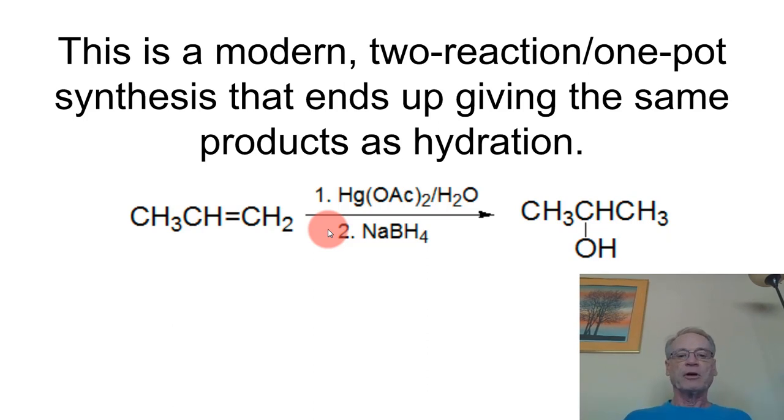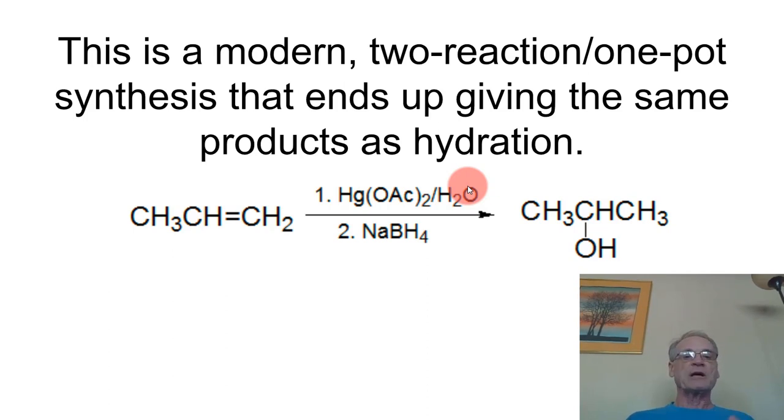actually isolating the intermediate. So, in this particular case, for example, we start with an alkene, and I've shown propylene here as an example, but any alkene will do this reaction. First thing you do is react it with mercury acetate. I'll talk a little bit more about that reagent here in a minute. In water, as a solvent, and you let that react for a period of time. It's really only a few minutes.